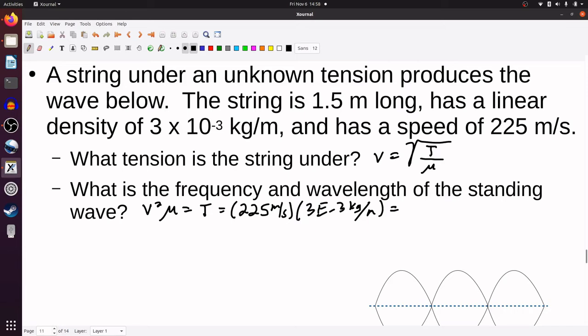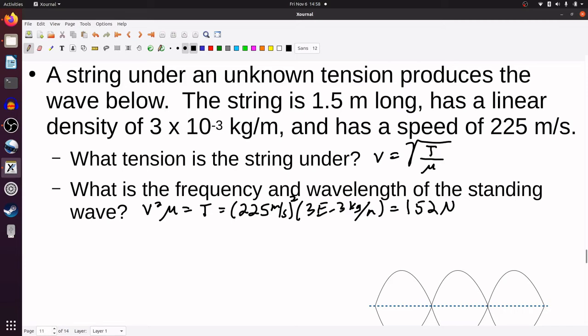And I get, let's see here. And I totally forgot to square the v. I know what you were thinking. What? You forgot to square the v? Yeah, I did. It was such a tragedy. Okay, so I square the 225, multiply by 3 times 10 to the negative 3, and I get an interesting value of around 152 newtons.